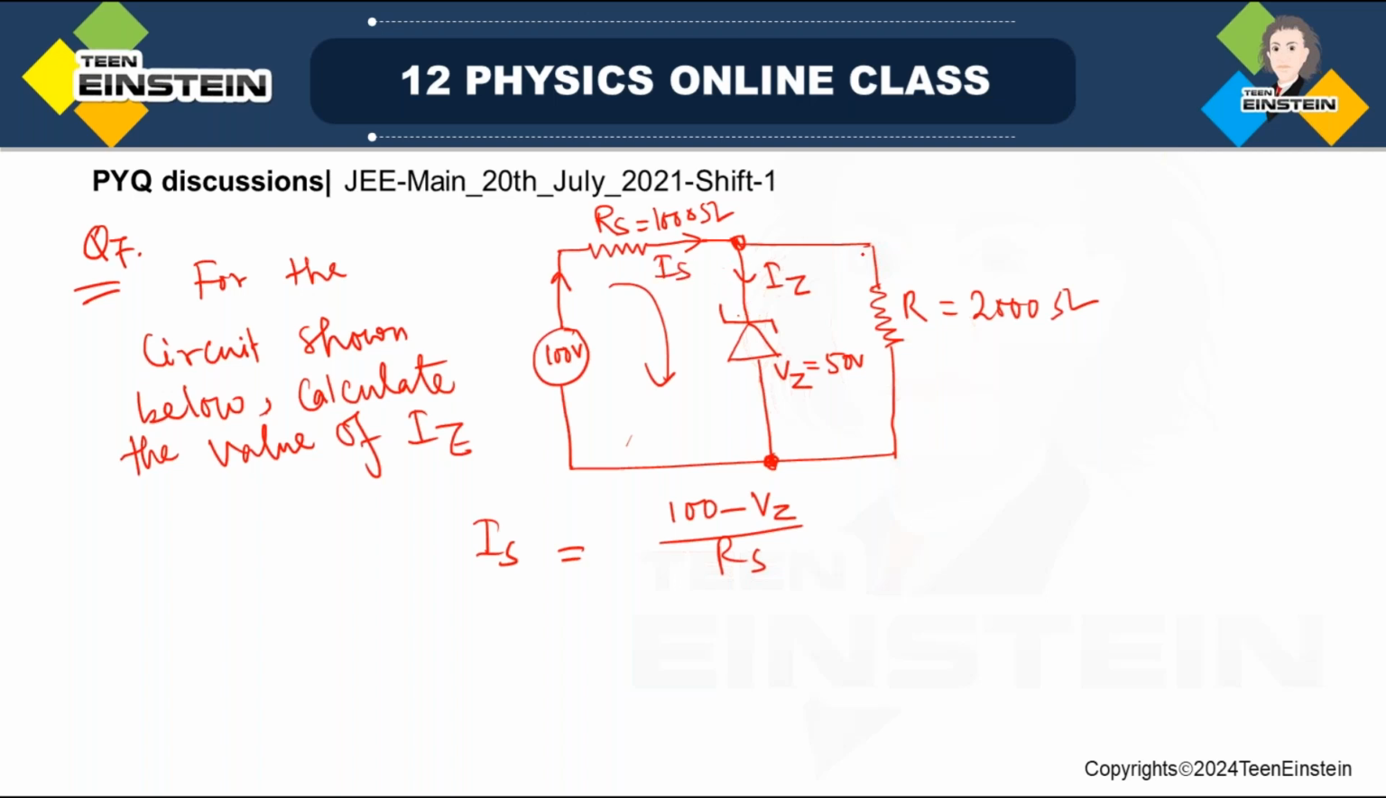This will be the total current up to here. Then it will be divided into two parts. One is IZ, and another one is IR. So I have to find out IS and IR to get IZ. IS is the total current sent by the battery, which will be divided into two parts. One will go through the Zener diode, and another will pass through the load resistor R. So what is IR then? IR will be just the voltage drop across the Zener diode, because that is equal to the voltage drop across this 2000. So 50 by 2000.